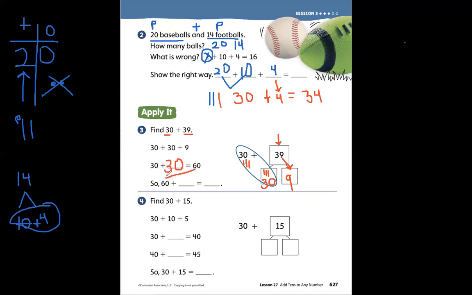So then bring down the 60, and we still have to add the 9 ones. We didn't finish adding this number here. So 60 plus 9 equals 69.